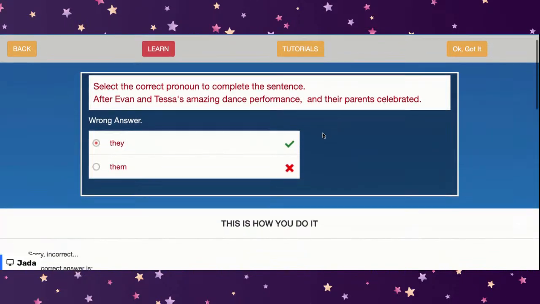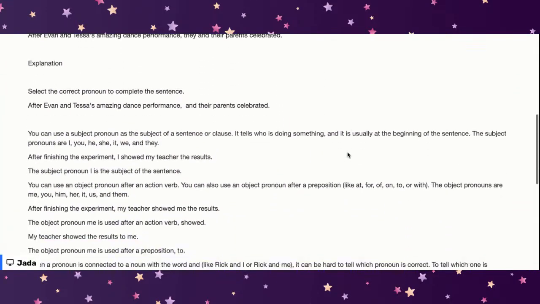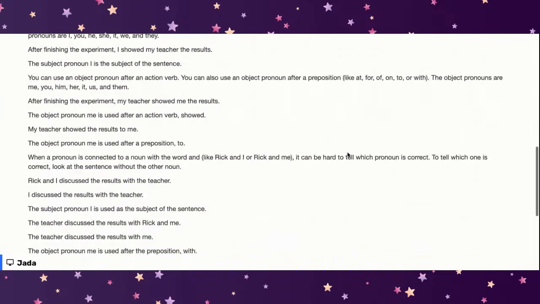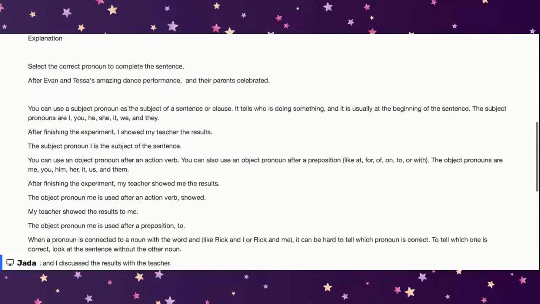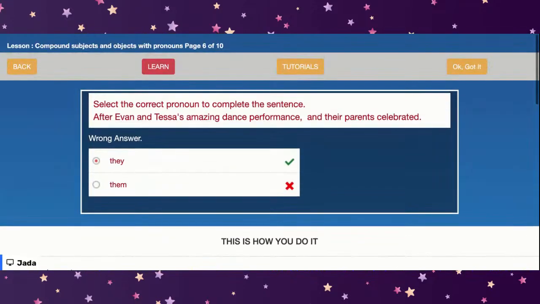So if you click on an answer, for example, just like this, and then you see that it is wrong, you have to scroll down and see the reason why it's wrong. Obviously, we cannot say them. The right answer is they. But if you choose an answer and then you see that it's wrong, don't start from the beginning. Just scroll down and see why your answer is wrong. But take note, please, it's not them, it is they. This is just an example.